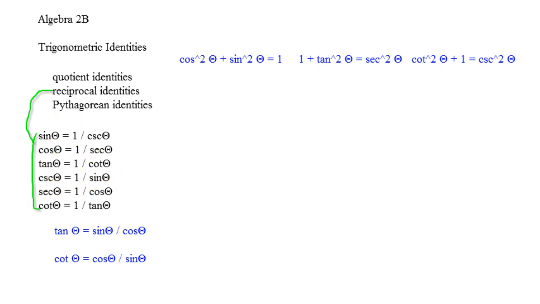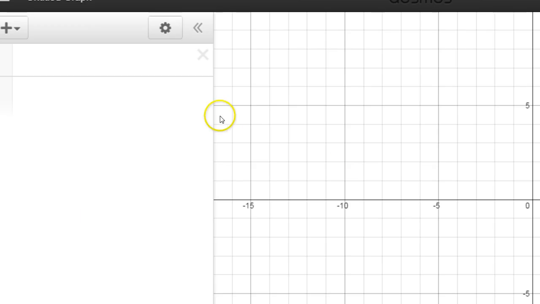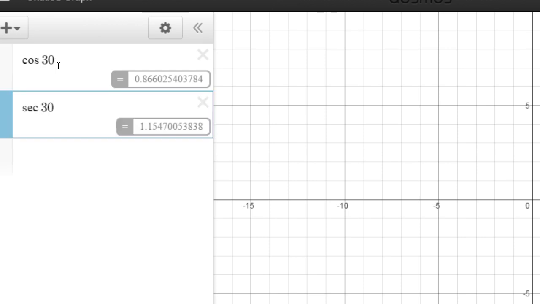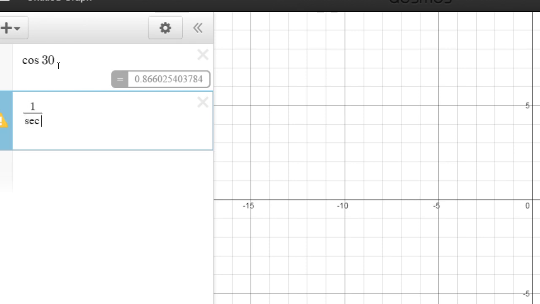Now, the really cool thing about this is, let's say we want to test it out on a calculator. For example, the cosine and the secant. So we want to check to see if cosine of 30 is the same as secant of 30. Obviously those aren't going to be the same because they're not equal to each other. But if I put 1 divided by secant of 30, voila, I see that they're actually going to be equivalent.